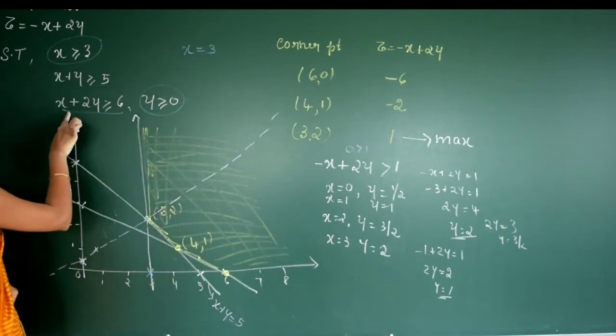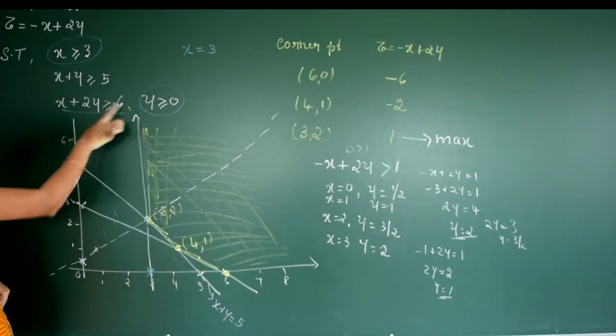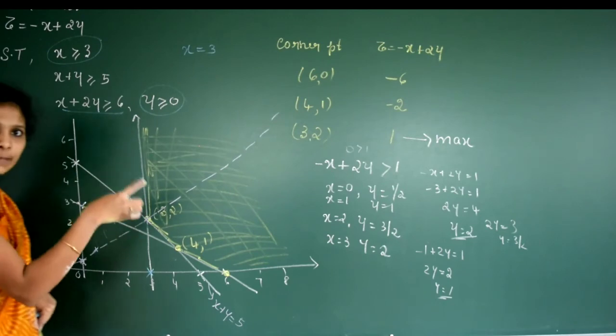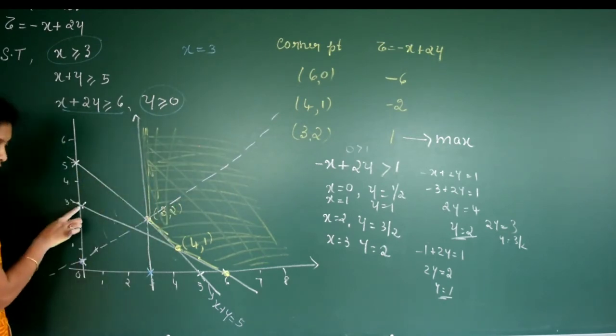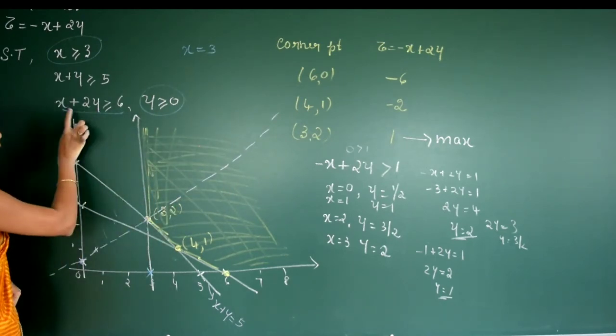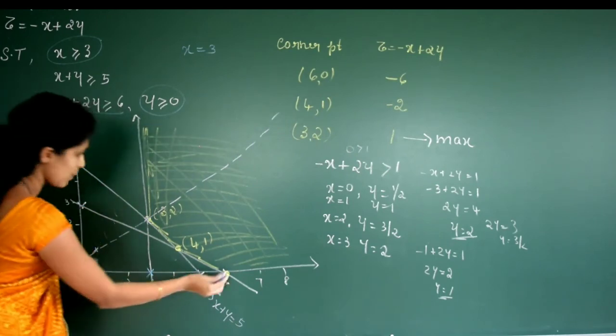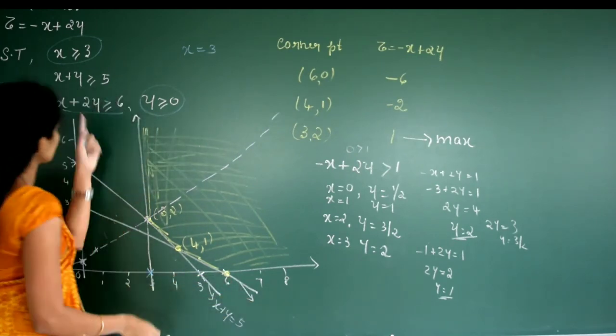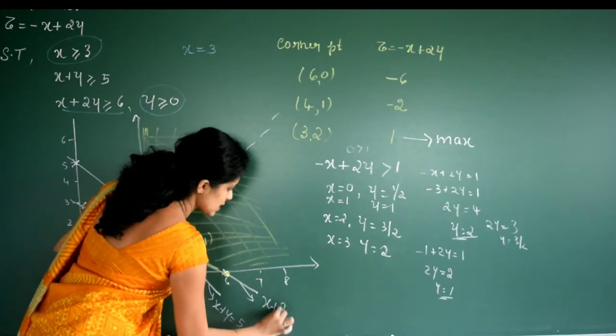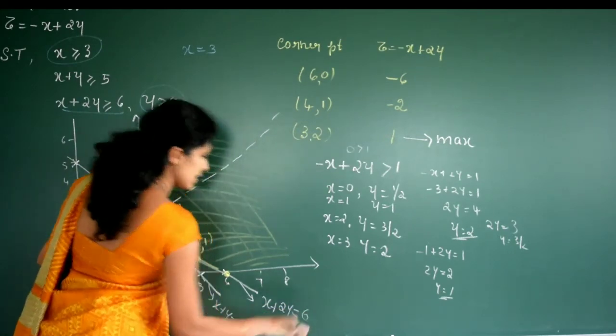And third line, x plus 2y is equal to 6. So when x is 0, y will be 3. So 0, 3, this is the point. And when y is 0, x will be 6. So this is the point. So this line will be now, okay, nothing is new here. You can solve this. X plus 2y is equal to 6.